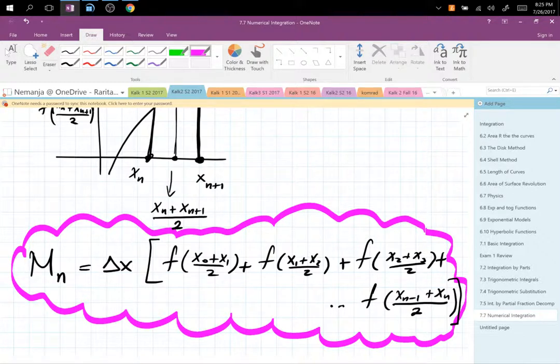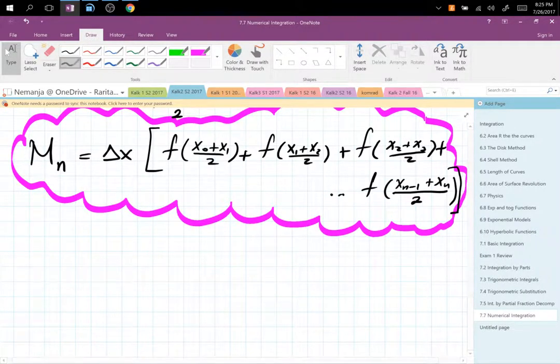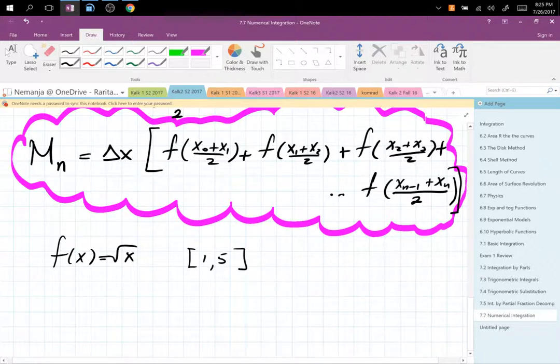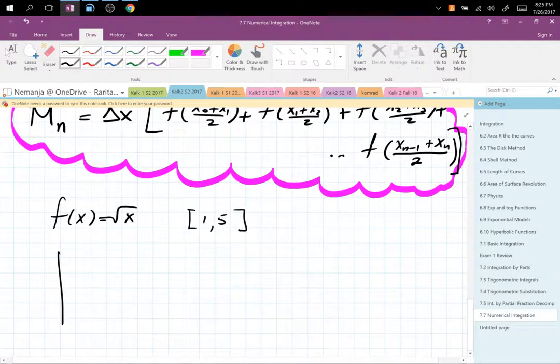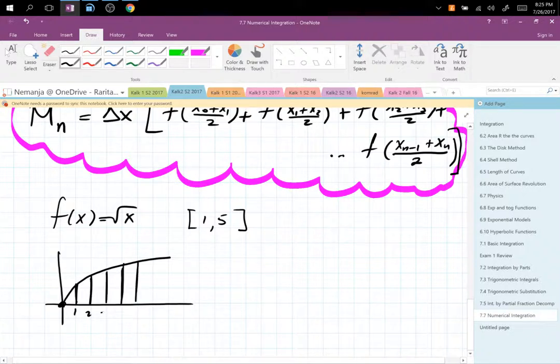So let's do the same problem, the square root of x, using the midpoint rule and see if it does better. So I have f of x is equal to root x, and I also have the interval 1 to 5. So I draw the square root function. One, two, three, four, 5. But our rectangles would go off of the middle.